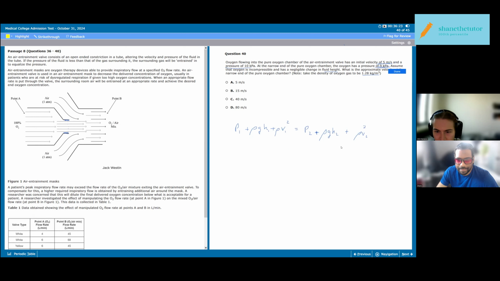What can we do in this case? Because there's a negligible change in fluid height, would we just remove the rho g h? Yep. P1 is 10, and density is 1.28. On the left, it'll be 1.28 times 5 squared.